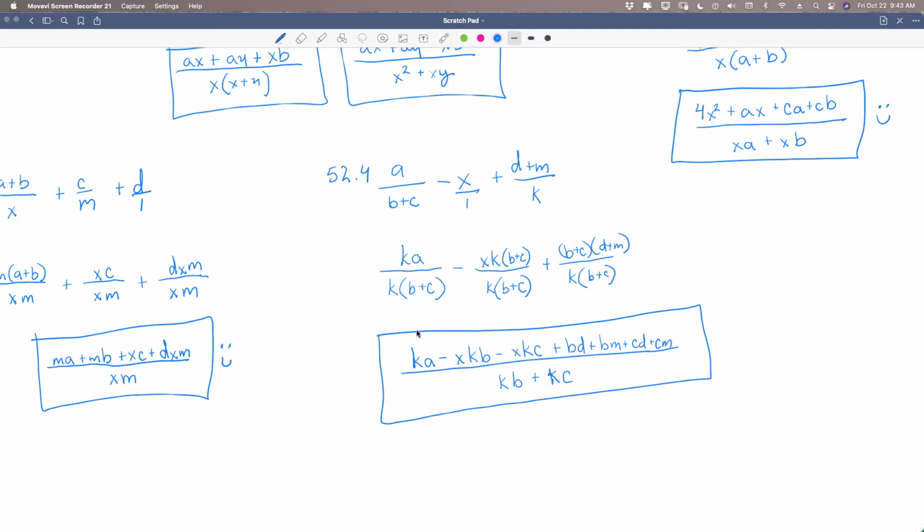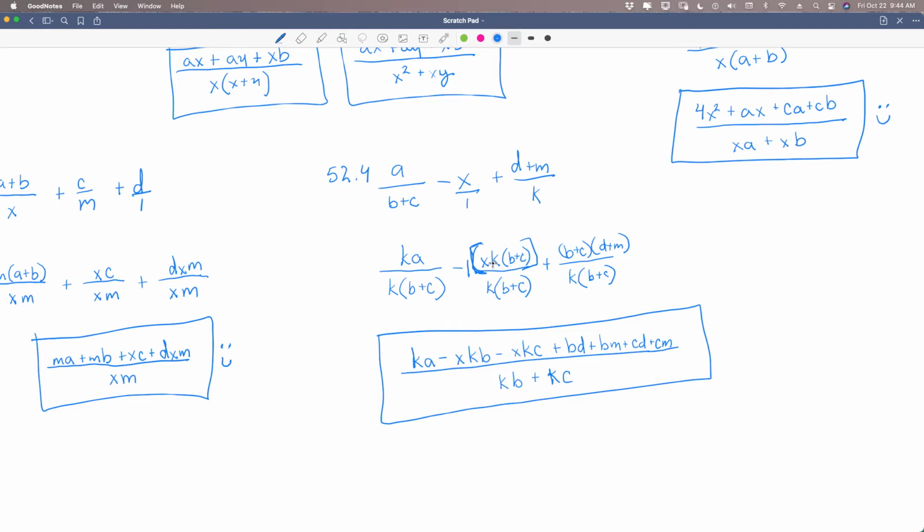So when I went to rewrite this as one fraction, I did my distribution. On the bottom first, I did k times b plus k times c. Okay, so on the top here, I had ka for this one, and then I had a minus sign. And remember, when you have a minus sign, it's the same as putting a -1 in front of whatever this is here.